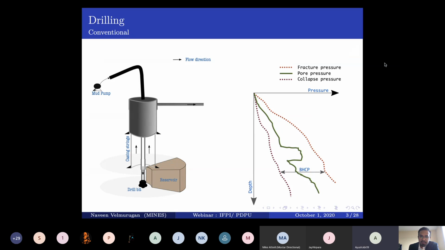So here is a schematic of the pressure gradients that we generally have as we go deeper into the underground. The first one is the collapse pressure. If your pressure at the bottom of the wellbore is below the collapse pressure, then the whole wellbore can fall into itself, right? This is what we don't want. This is the minimum pressure that you always want to maintain. And the upper limit is given by the fracture pressure.